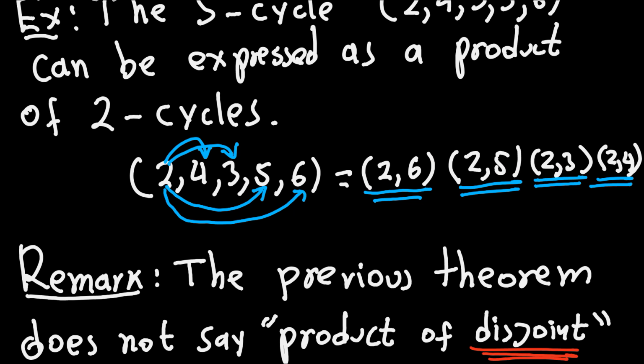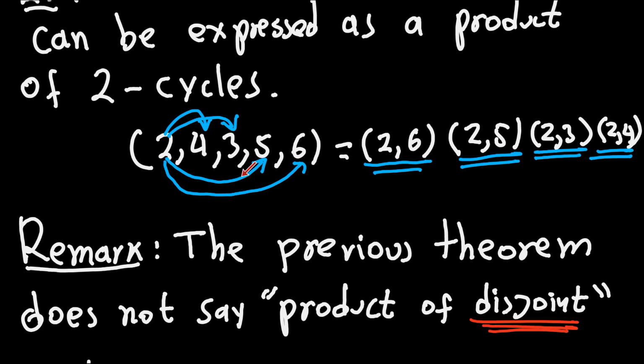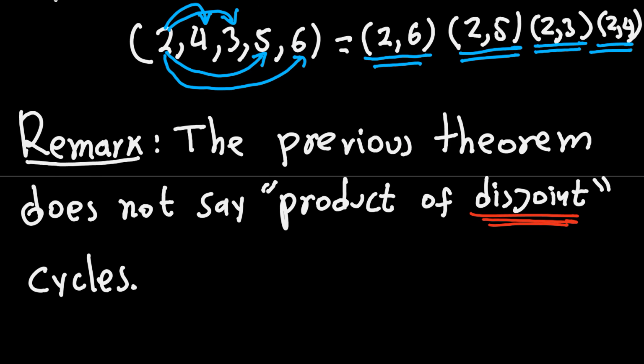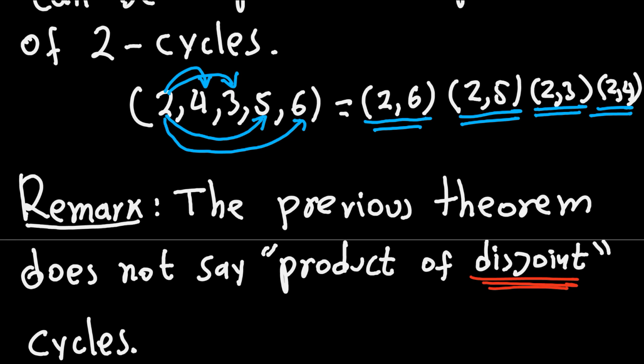So these two things actually do the same thing. So this 5 cycle is a product of 2 cycles. Notice that this decomposition here is not disjoint. The number 2 is common in all of them. And that's the remark I'm going to make: the previous theorem does not say product of disjoint cycles, because it usually is not. So when you have a permutation, you can write it as a product of 2 cycles, not necessarily disjoint, but it is important that they are 2 cycles only.